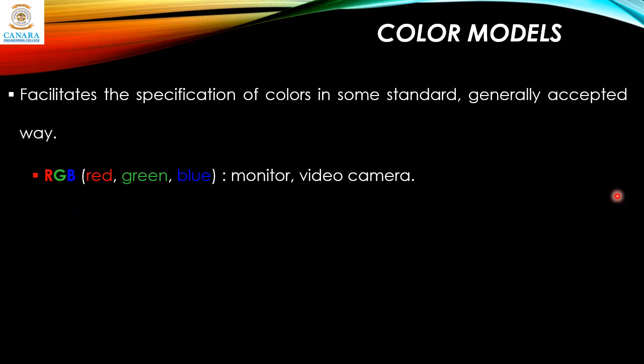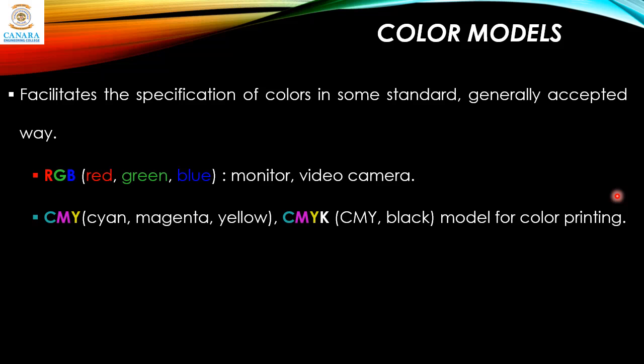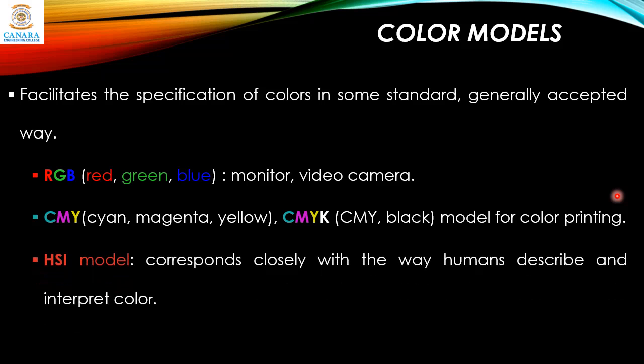We can have RGB color model for monitors or video camera, and we can have the CMY color model, which is cyan, magenta and yellow, for color printing. Also we can have CMY and black along with the CMY colors. We'll get back to that later in the topic. And we can also have the HSI model, which corresponds closely with the way we humans describe and interpret the color. So we'll take a look at these three models in depth.